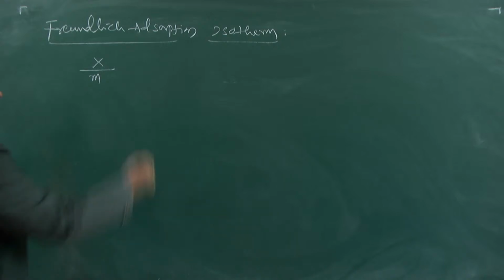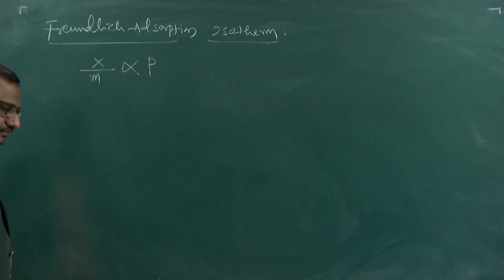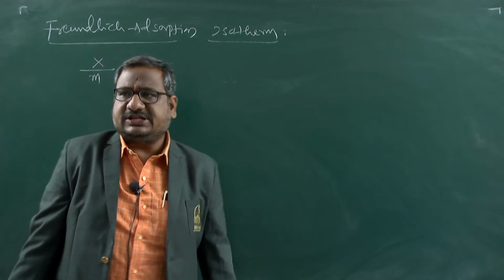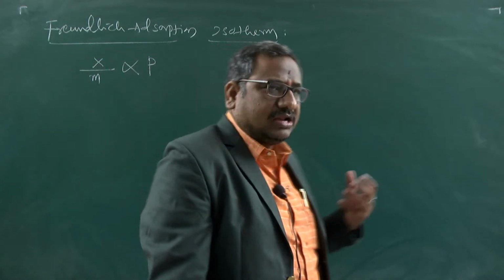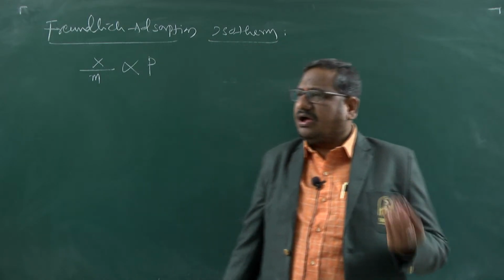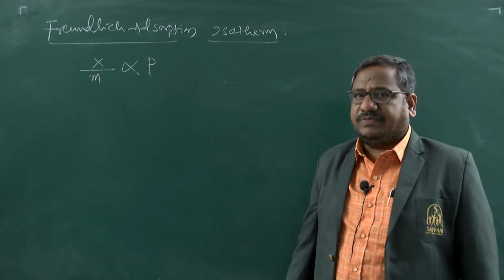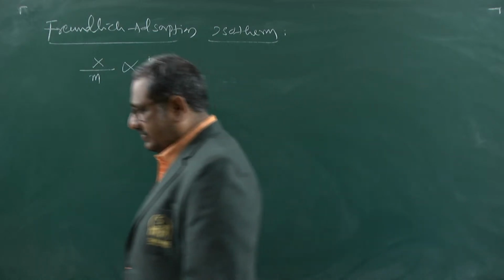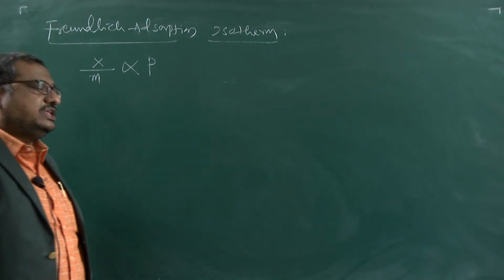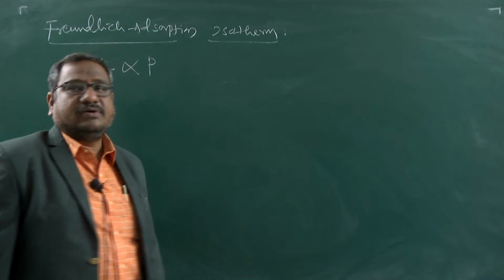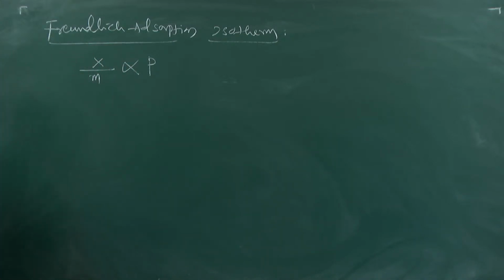So X by M is directly proportional to P, where P is the pressure and X is the mass of the gas. You can take any gas, hydrogen, nitrogen, oxygen, carbon monoxide or carbon dioxide, whatever it may be. According to the Freundlich condition, at isotherm, that is at constant temperature, the amount of gas adsorbed, X mass of the material deposited on M mass of the adsorbent, is directly proportional to P.